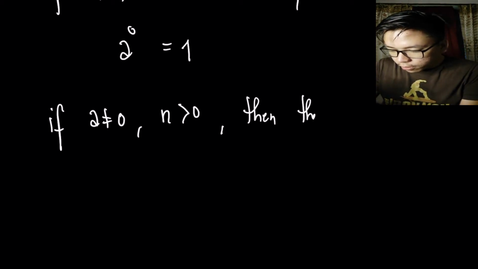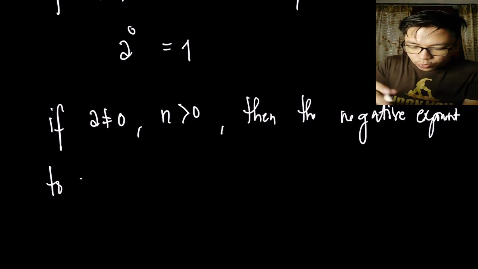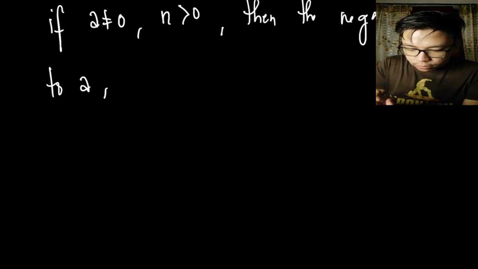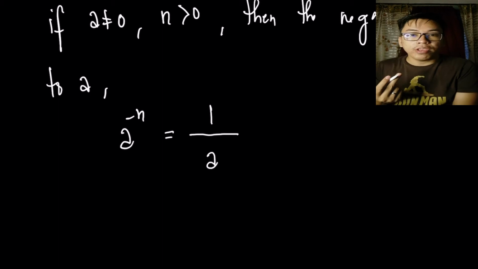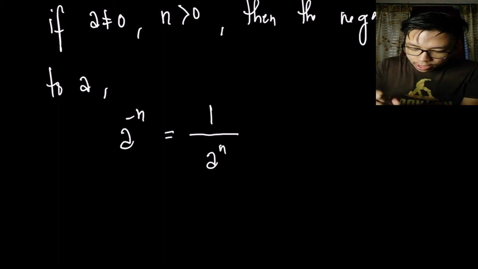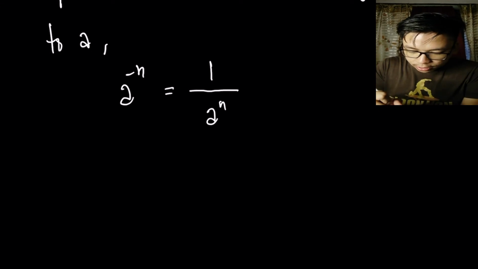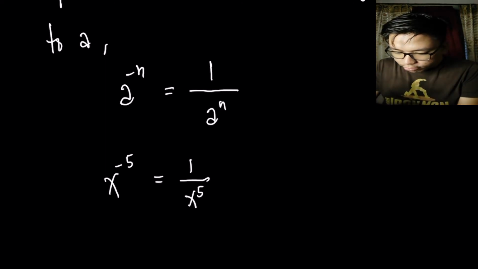And another is if your a here is not 0, and your n here is positive, then the negative exponent to a, denoted by, let's say, this one, can be written as the reciprocal of the positive exponent. So meaning to say, if you have, let's say, x to the negative 5, that's equivalent to 1 over x to the 5. Okay?